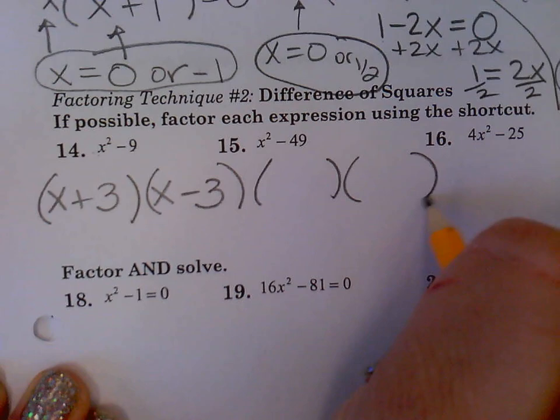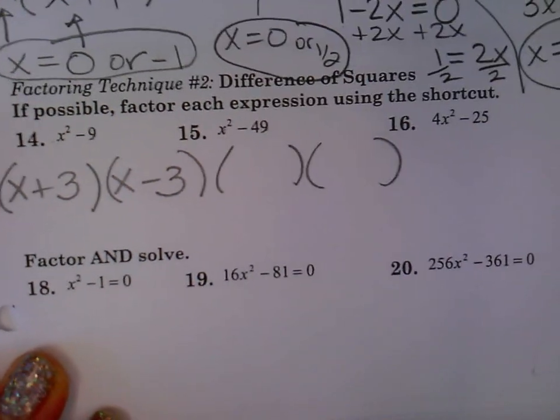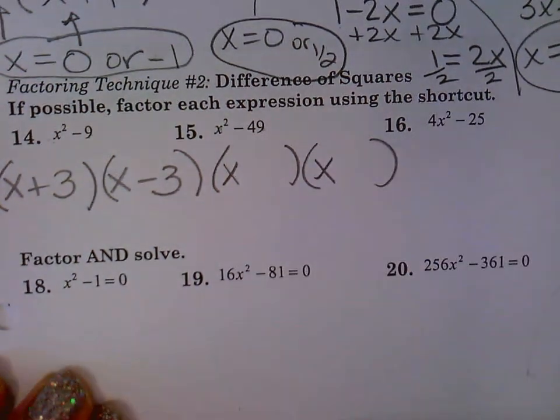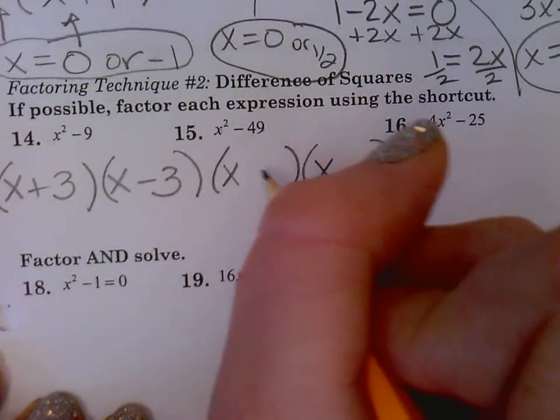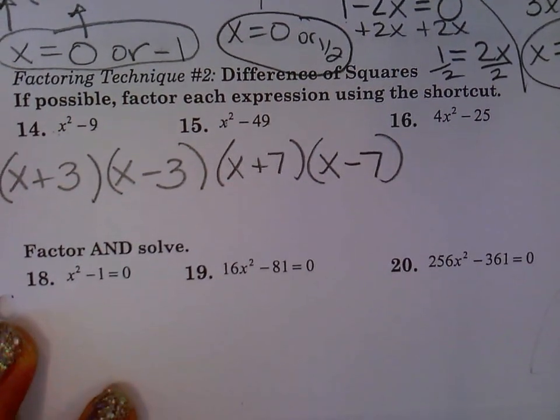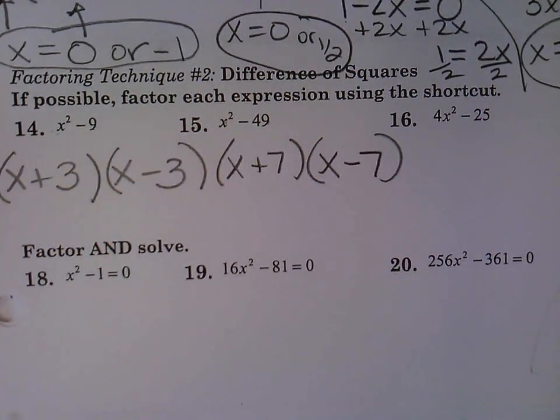Take the square root of each part. So x squared is always x times x. What's the square root of 49? 7. So plus 7 and minus 7. Difference of squares should be really quick and easy if you know your perfect squares.